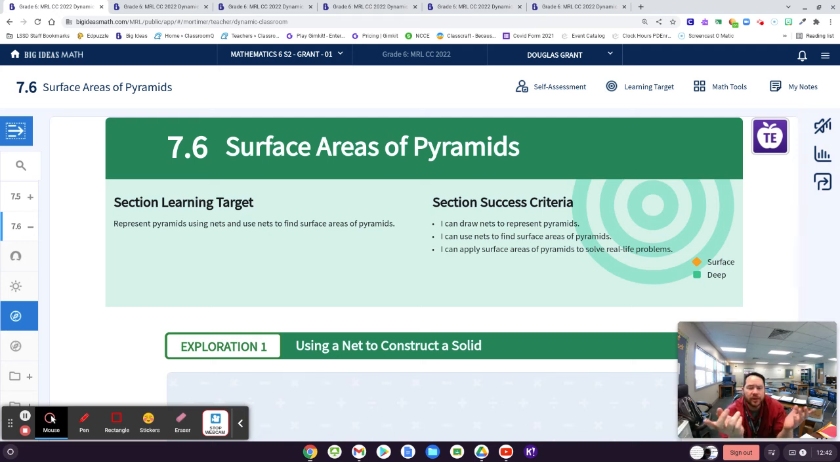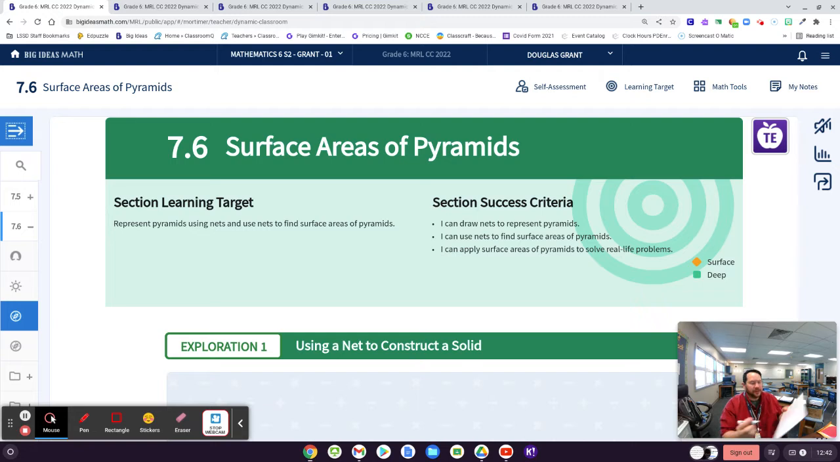Ahoy, mateys. 7.6 is all about surface area of pyramids. Just like all other areas, whether it's a regular two-dimensional area or three-dimensional surface area, you're looking for the number of squares it would take to cover a shape. So today's shapes are pyramids.